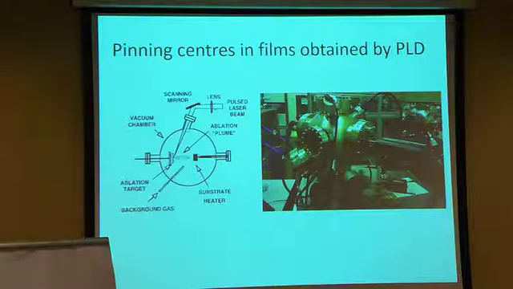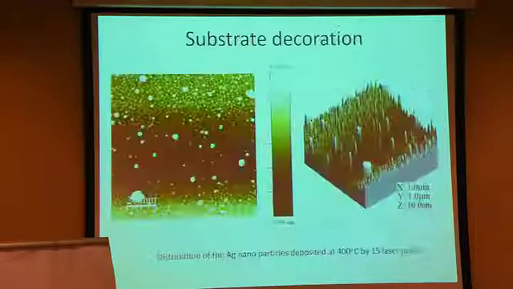So you have to shoot the laser at 45 degrees on the target. You need to have a controlled oxygen atmosphere, background gas. This is the plume. Heating the substrate. You need to correlate all the time the power of the laser, the frequency of the laser, and the substrate temperature to get good results. So this is an image during the deposition. This is how it looks.